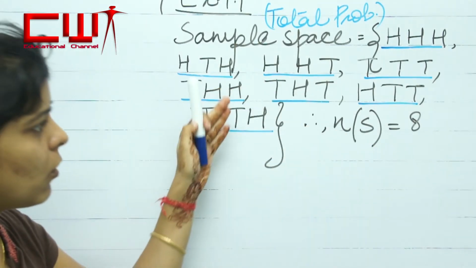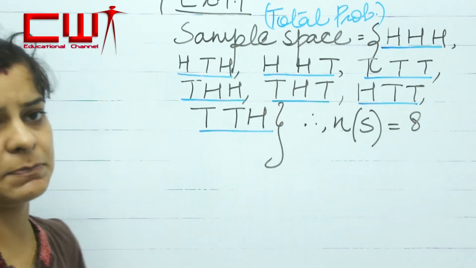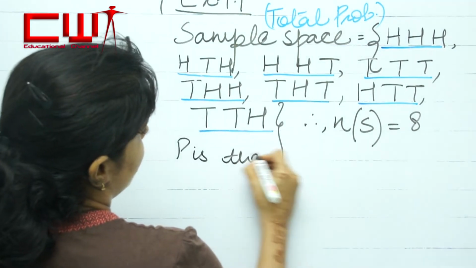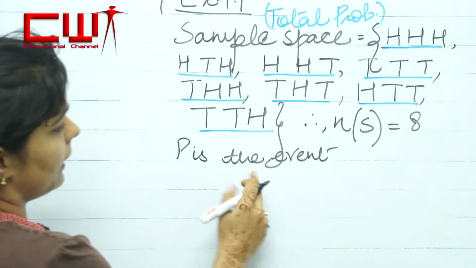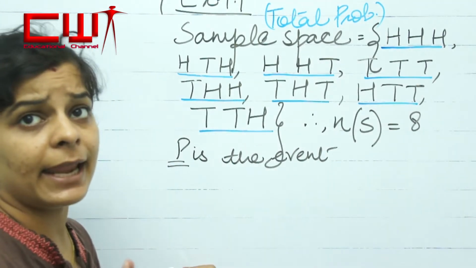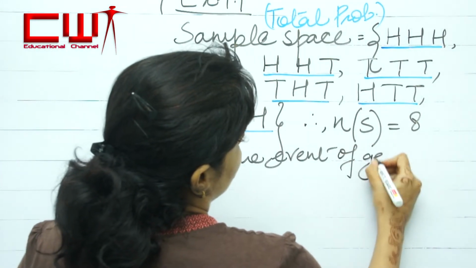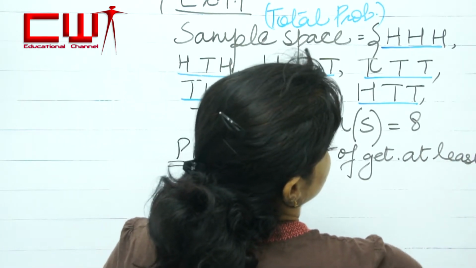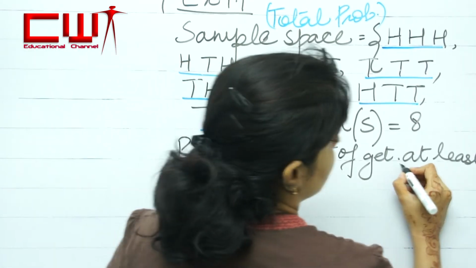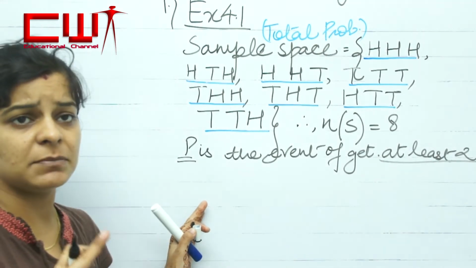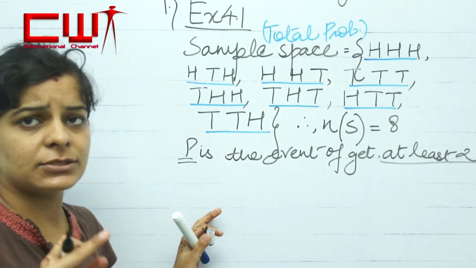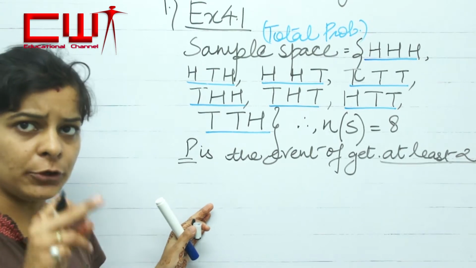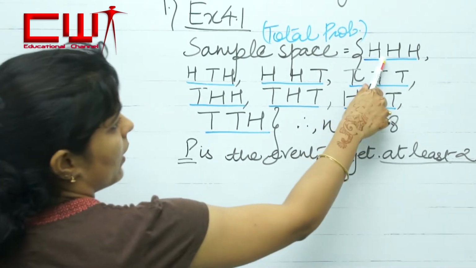Now we have taken out the sample space, and they are asking questions from it, right? They say, P is the event. This is the question they are putting up. P is the event of getting at least 2 heads. At least 2 heads. See what they say. At least means, in Hindi you say kam se kam. At least 2 means 2 or more than 2. Kam se kam 2. Less than 2? No, it will be 2 or more than 2. At least 2 heads, that is 1 chance.